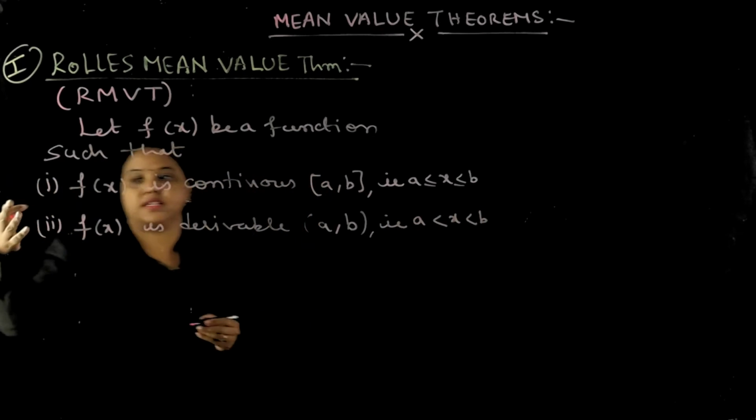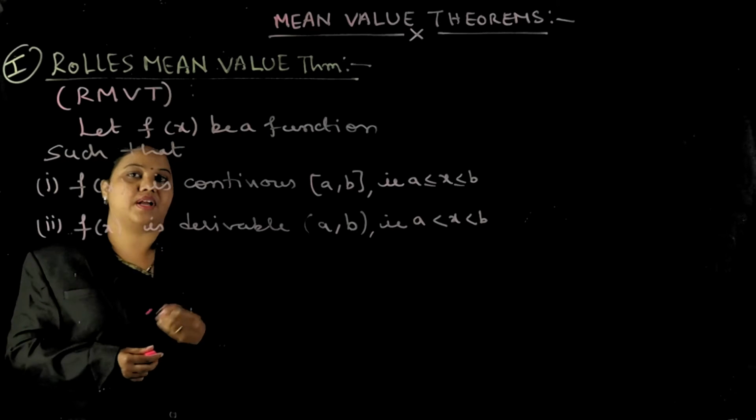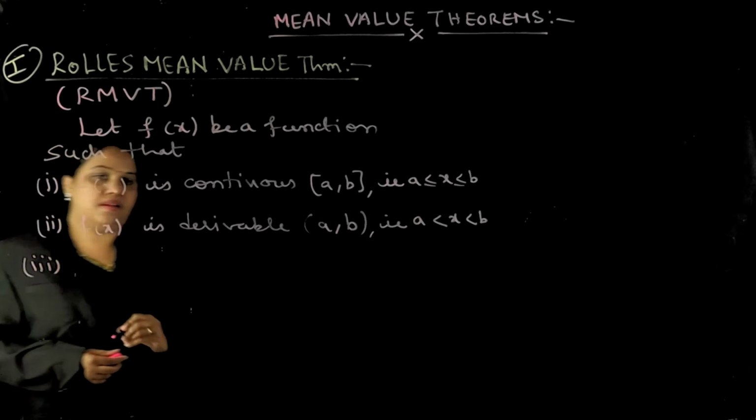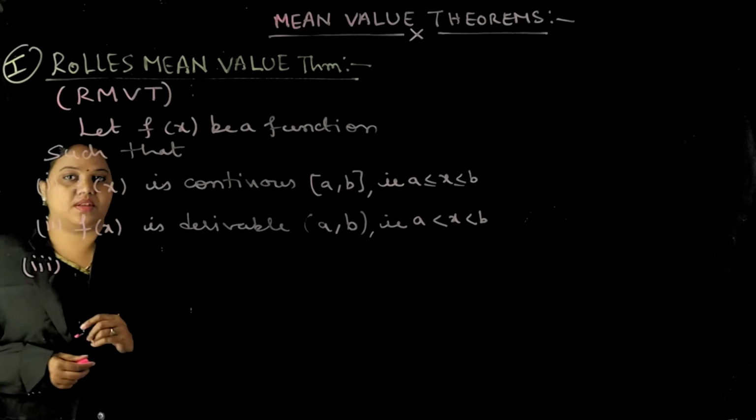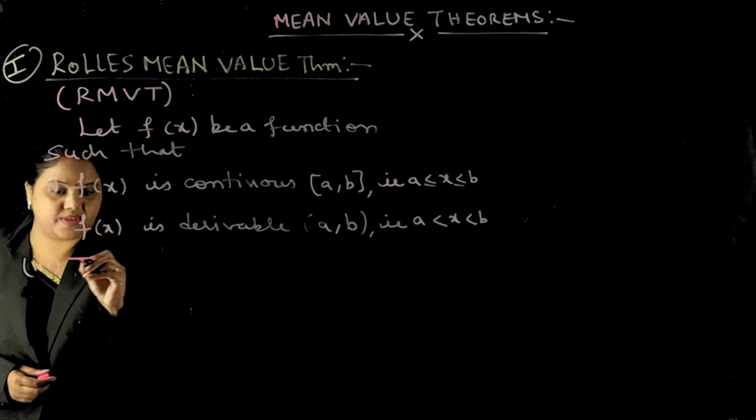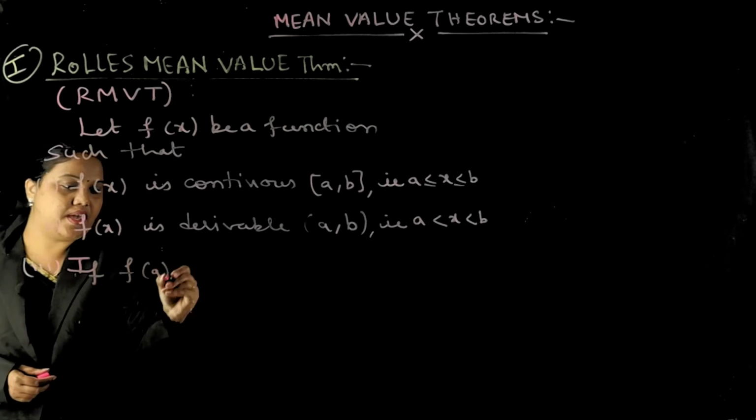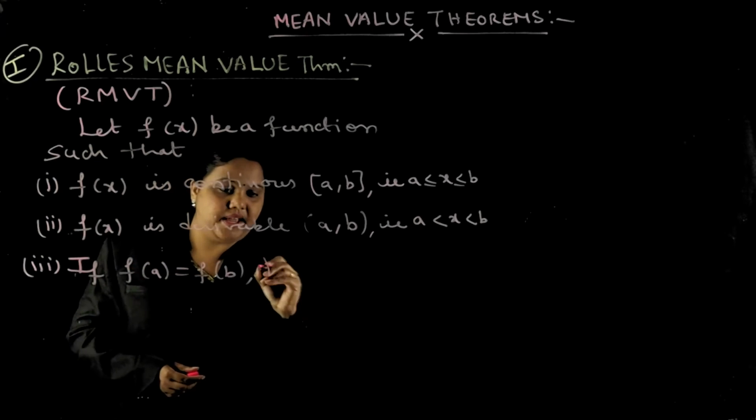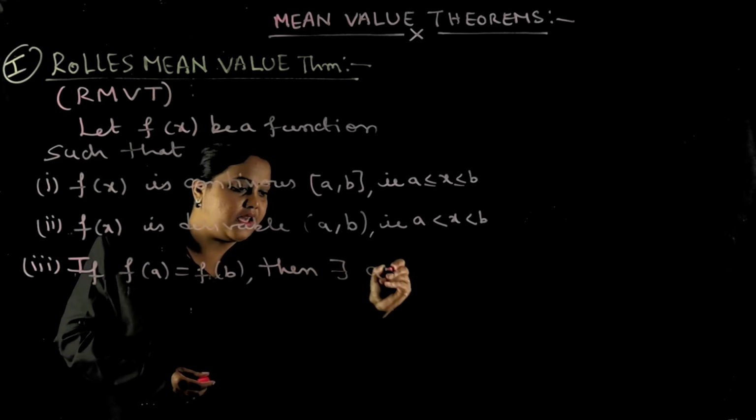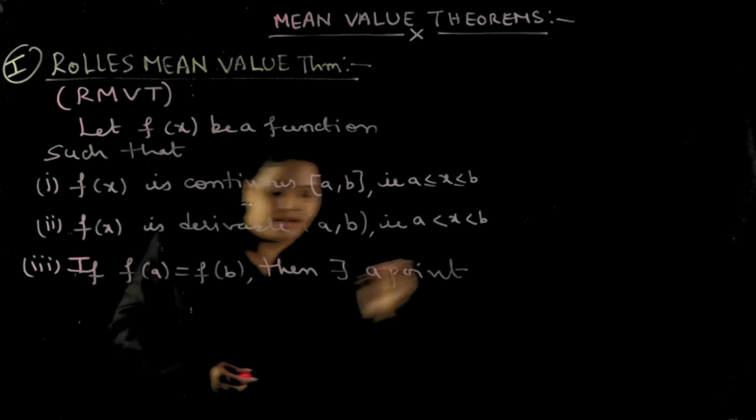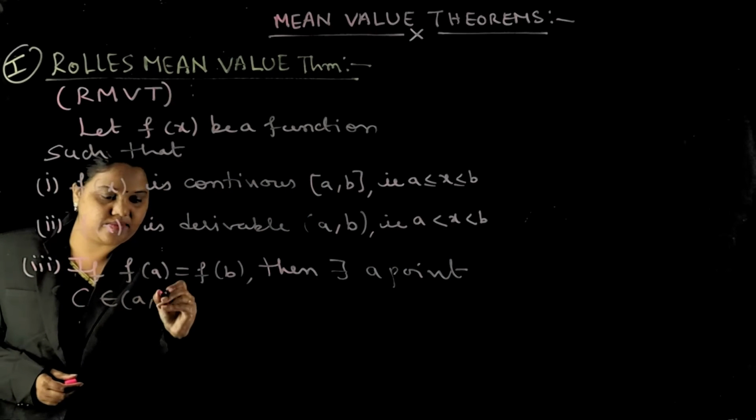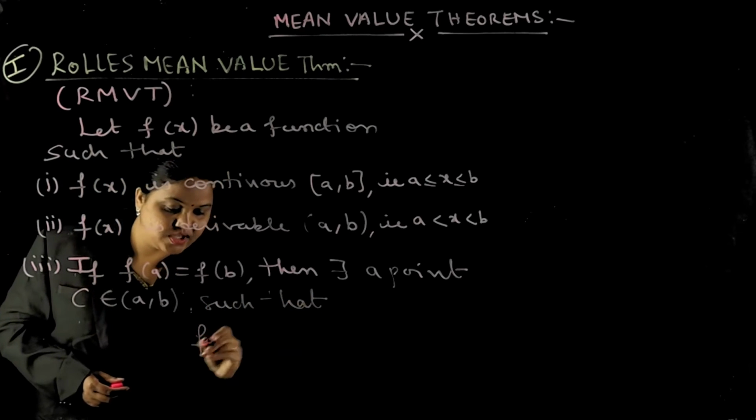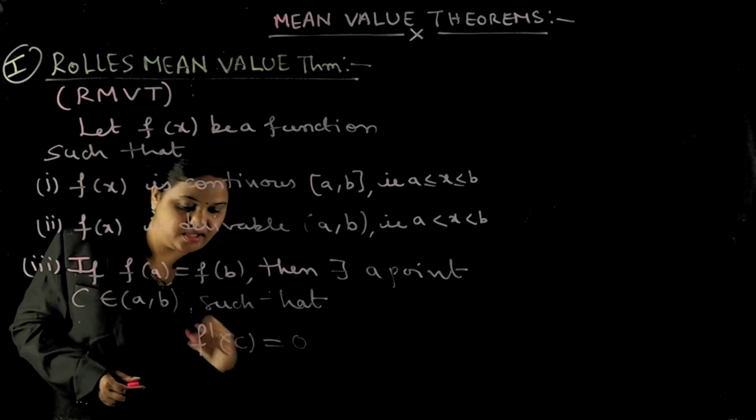So, these two conditions are the conditions which are common in any of the mean value theorems. The only difference comes with the third statement in all the mean value theorems. So, this Rolle mean value theorem specifically tells that it should satisfy a condition: if f of a is equal to f of b. If this condition is satisfied, then there exists a point c belongs to open interval a comma b such that f dash of c will be equal to 0.